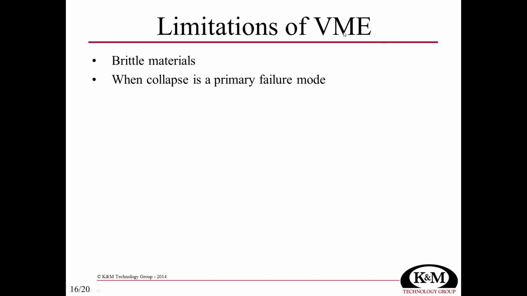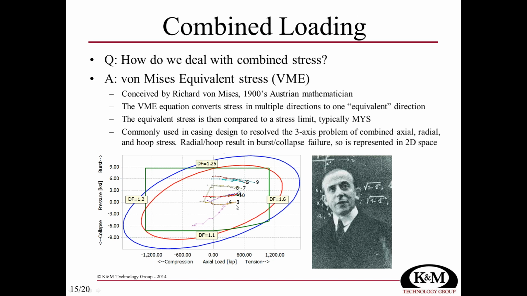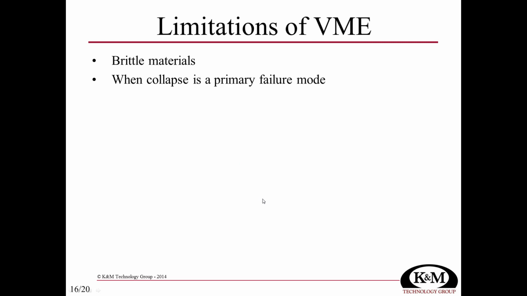The other time that VME by itself doesn't work very well is when collapse is a primary failure mode. If we were loading up a lot of pressure on the outside and not much pressure on the inside, you notice that this red curve, that's the VME limit condition, and the pipe actually collapses up here where this green curve is. So we wouldn't want to trust the output of this VME calculation if collapse was our primary concern. So it's just something we need to double check. But under other conditions, it's perfectly valid to honor this VME condition.